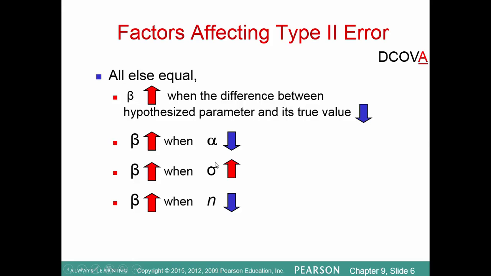Also, the lower you set alpha, the greater the probability of a type 2 error. The larger the standard deviation in the population, the greater the probability of a type 2 error. And the smaller your sample, the greater the probability of type 2 error. The only two that the researcher has any control over are what he or she sets alpha at and how large the sample size is. So you can see from this, the bigger the sample size you have, the less probability you have of making a type 2 error.